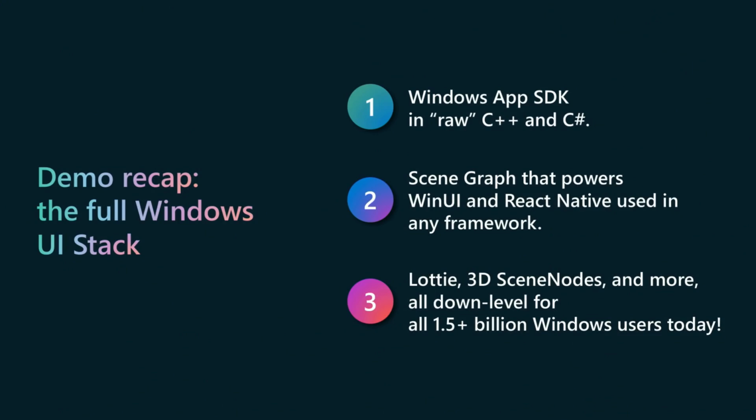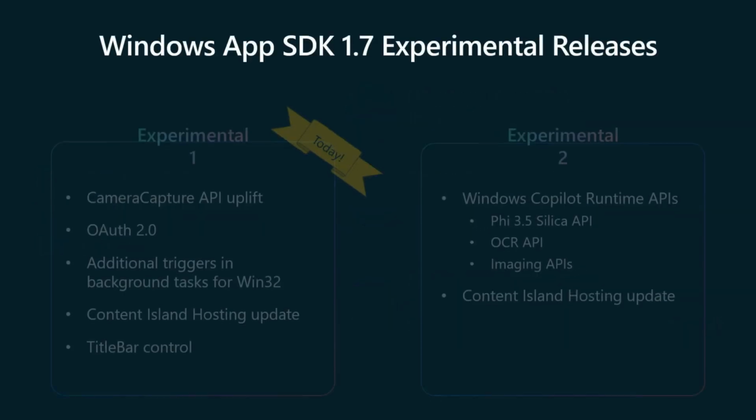So we just gave a demo of using Win App SDK directly in raw C++ and C# without any UI frameworks. We showed that the scene graph that powers WinUI, and we'll talk about React Native tomorrow, can actually be used in any framework and in any application. We gave examples with See and our 3D scene nodes and more, and it's all running down level to 1.5 billion Windows users today.